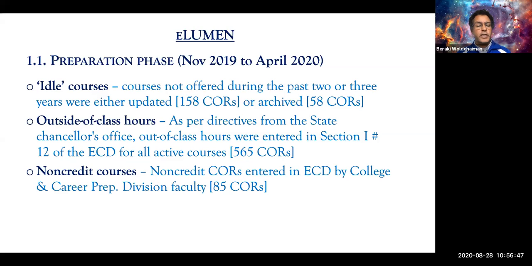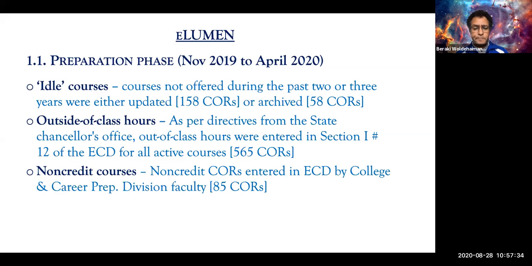There were also directives that came from the State Chancellor's Office where we were required to include information on out-of-class hours. We had to do this because the State Chancellor's Office said we'd be out of compliance if we didn't do this by January 2020. So we had to include information about outside of class hours. These are assignments, homeworks that are integrated to each unit of class. So we worked on 565 course outlines of record. So we are also good with outside of class hours.